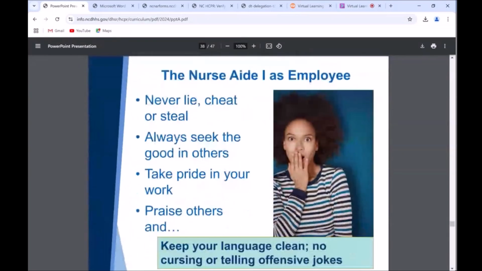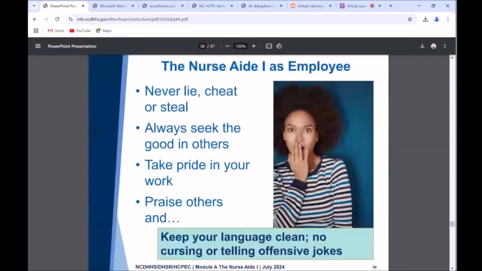All right. Do not lie, cheat, or steal. Always look for the good in others. Take the opportunity to praise others when the chance arises. That's not something we generally do a lot of. We're quick to talk about things that are bad, but we don't typically take the opportunity to praise others. Don't use profanity or tell offensive jokes.